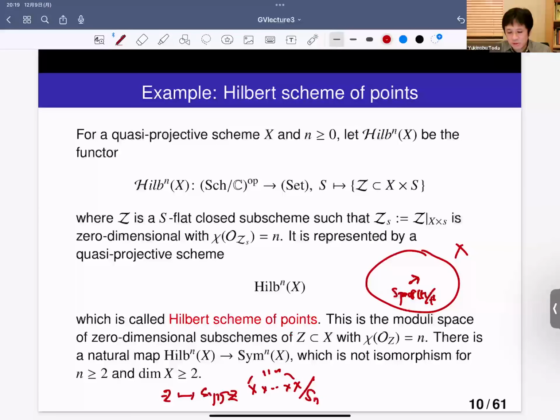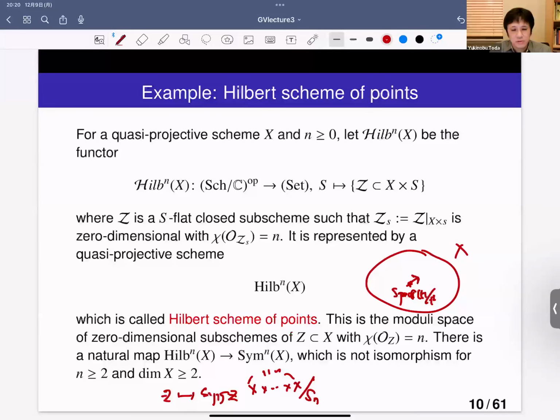But it forgets about the tangent direction. For example, in the case of n equals 2, we also have the information of how this point is approached. In fact, when X is smooth and n equals 2, then this map is nothing but the blowing up at the diagonal. And when X is one-dimensional, this is an isomorphism.